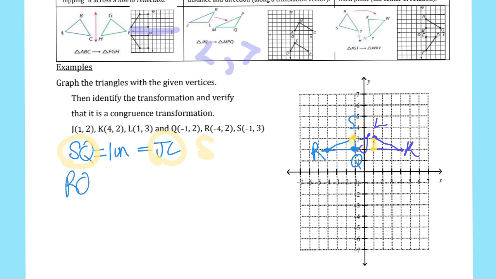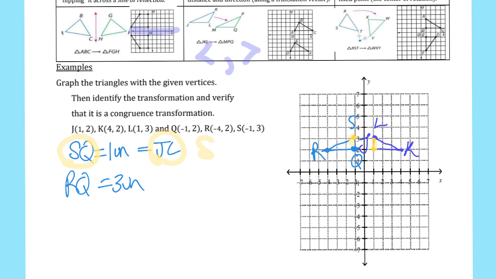So from R to Q, if you count these, it's 1, 2, 3. We could do the distance formula. It's really just 3 units. Vertical and horizontal, just count. It's not a big deal. And then another thing you could do is go from R to Q and just subtract the values that you see. So -4 minus -1 would be -3. So it's going to be 3.